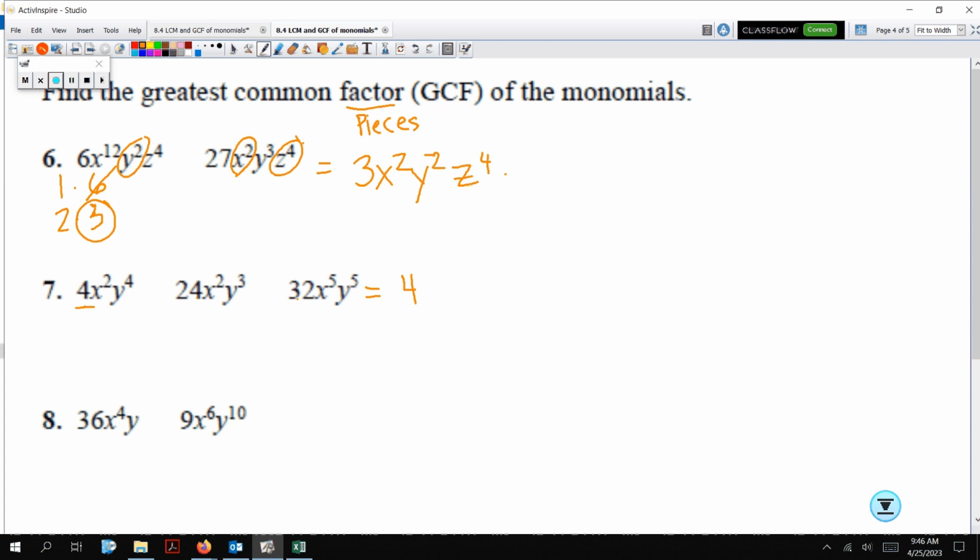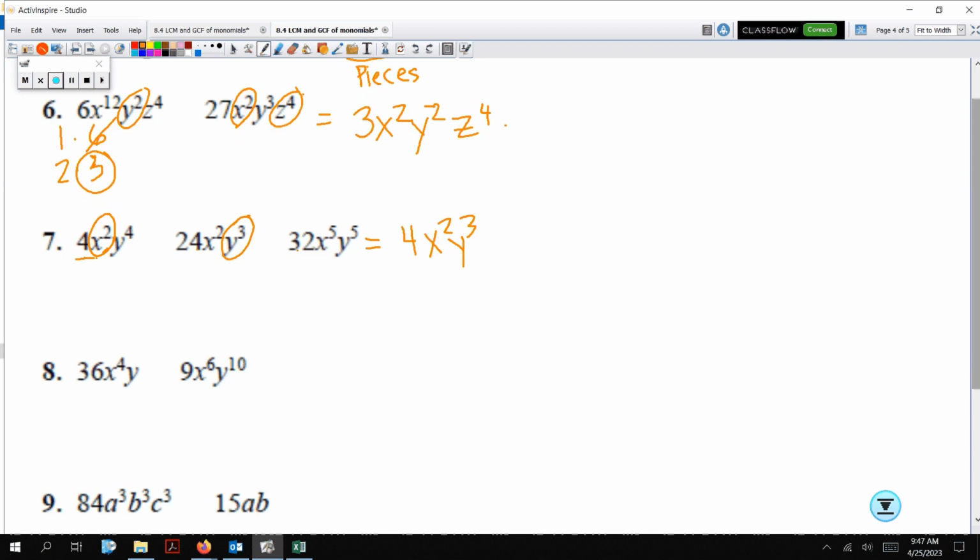Then we take the least or smallest exponent. And it's so funny because it's called greatest common factor. It's like a conundrum, right? X squared and then y to the 3rd. Okay, so 4x squared y to the 3rd is the GCF of these 3 monomials.